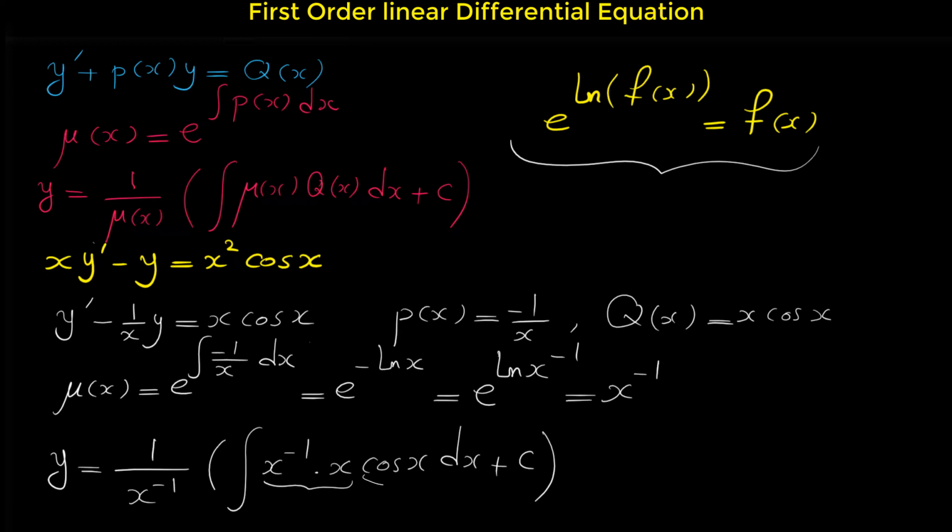So we have to integrate only cosine of x, because these two multiply by each other and they equal 1. Integral of cosine of x is sine of x, and 1 over x to the negative 1 is x, because if we bring x to the negative 1 to the top, if we make the power positive, it equals x. So we have x times by integral of cosine of x is sine of x plus c. This is the general solution for this given differential equation.